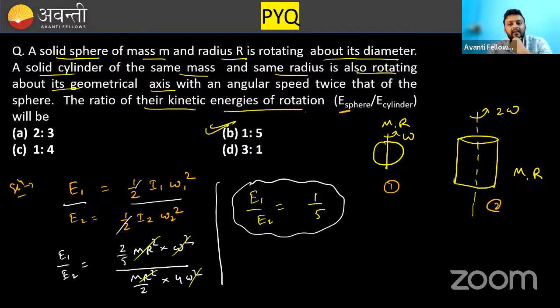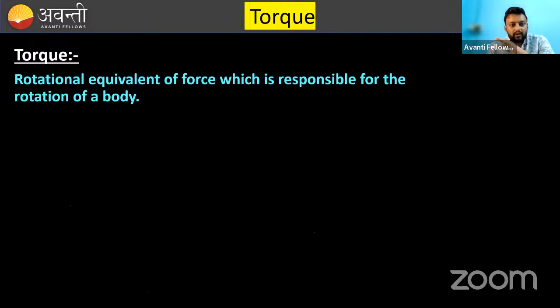Okay. Now moving further. Torque. This is the most important thing. What is torque? Torque is the rotational equivalent of force, which is responsible for the rotation of a body. The definition might seem a little bit difficult or confusing. Look at me. For example, there is a body kept on a surface.